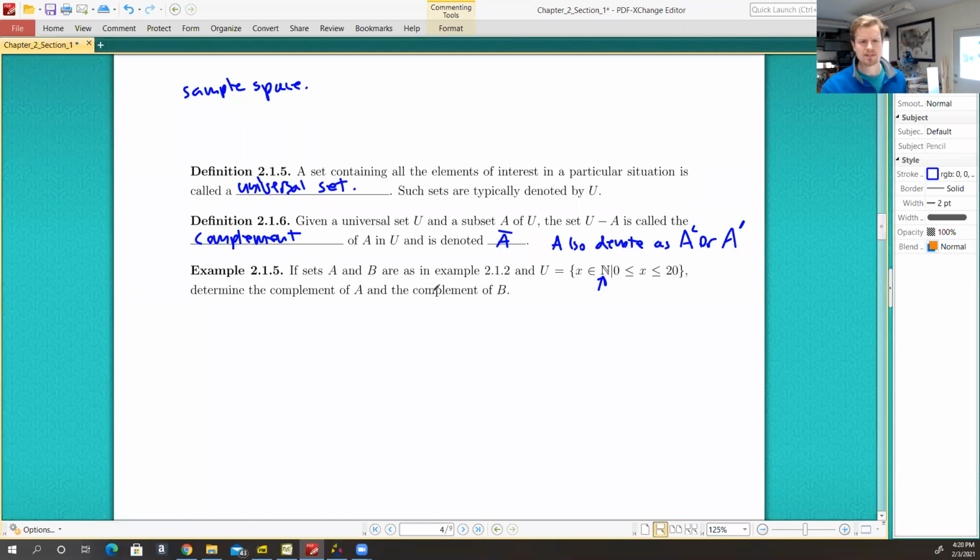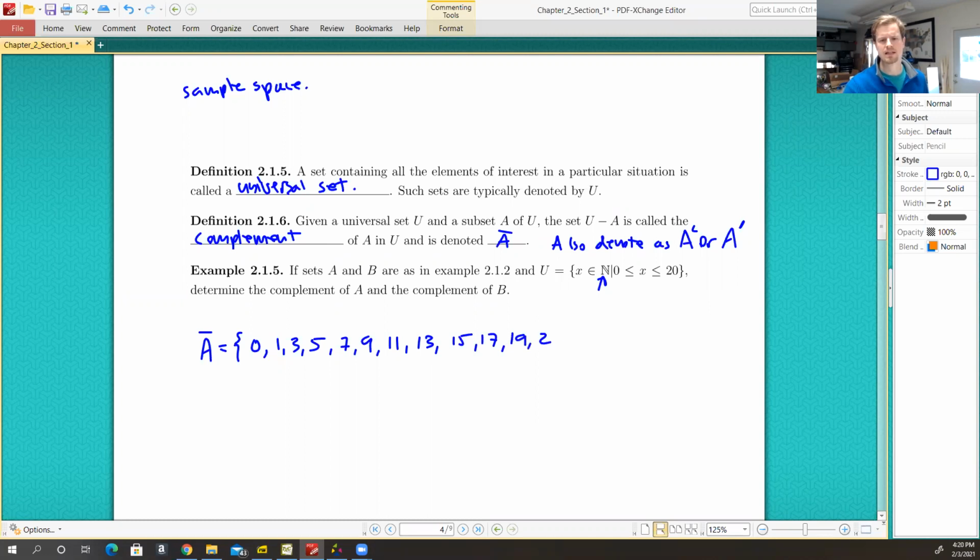So we want to determine the complement of A and the complement of B. So A complement, if A is the set of numbers greater than 0 but less than 20 that are multiples of 2, then its complement would simply be the things that are not multiples of 2 and include 0 and 20. So we have 0, 1, 3, 5, 7, 9, 11, 13, 15, 17, 19, and 20. So that's all the numbers from 0 to 20 that are not in A.